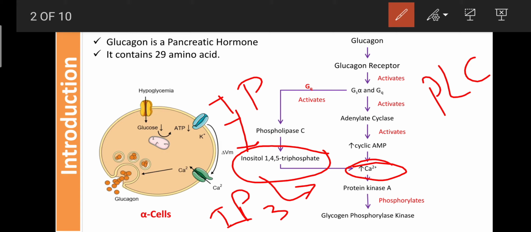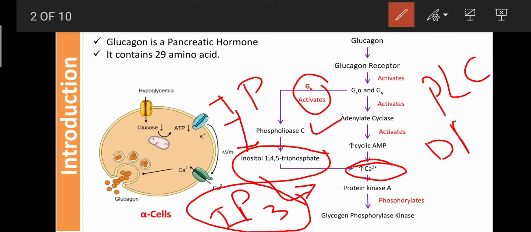So glucagon can activate the Gq protein by binding on the G protein coupled receptor and activate phospholipase C. Due to activation of phospholipase C, more IP3 can be formed, and IP3, like diacylglycerol and cyclic AMP, always enhance the accumulation of calcium in the tissue. Due to the accumulation of calcium, this enzyme, protein kinase A, is activated, and then it can phosphorylate the glycogen phosphorylase kinase enzyme and enhance the breakdown of glycogen into glucose.